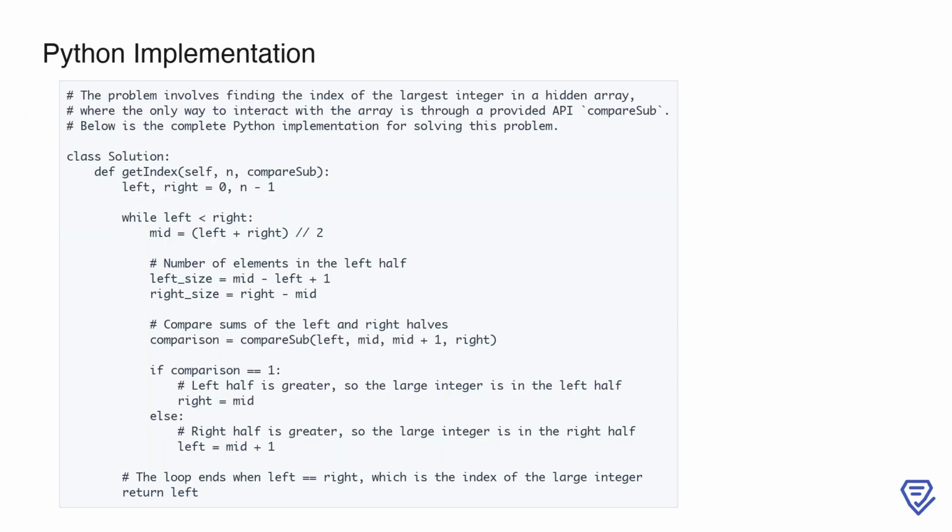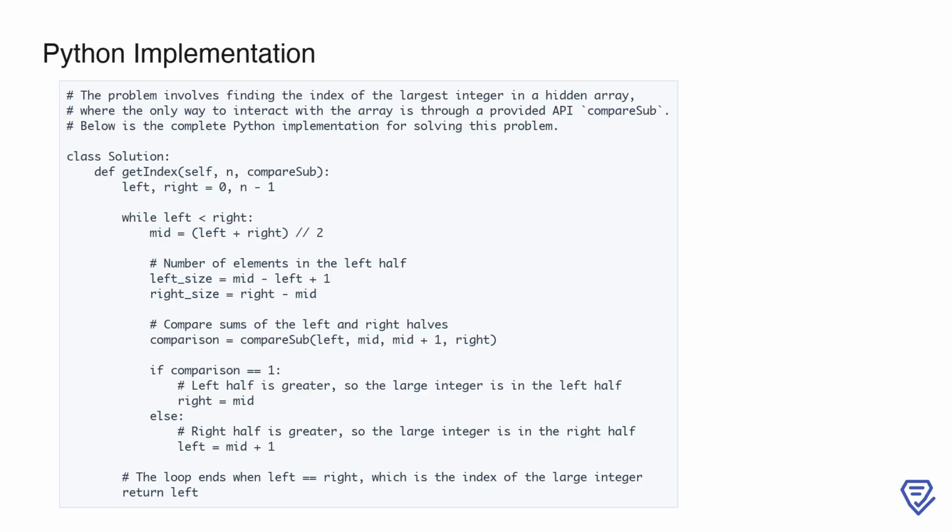This Python implementation solves the LeetCode problem number 1533, find the index of the large integer, using a binary search approach. The task is to find the index of the largest integer in a hidden array, and we interact with the array by calling an API compareSub that compares sums of two subarrays. Explanation. 1. Initialization. The method getIndex starts by defining the search bounds left and right, which initially span the entire array, from index 0 to n-1.